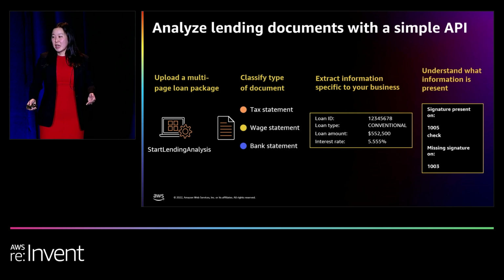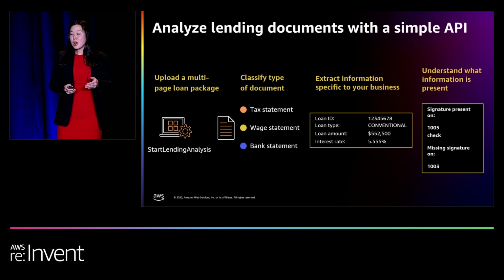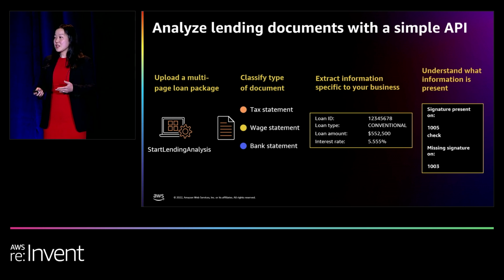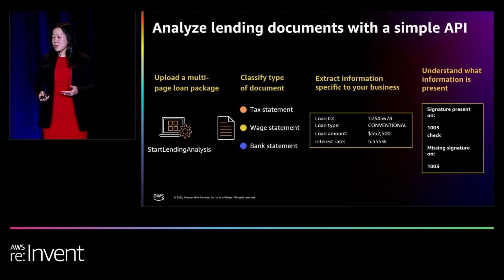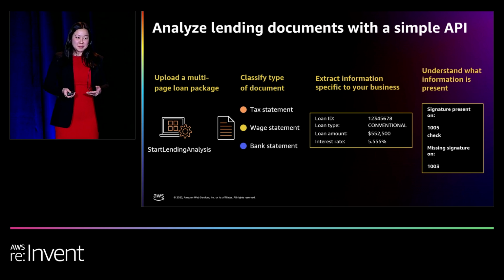So with Analyze Lending API, you can simply upload your mortgage loan package, and the Analyze Lending API will classify each page. It will split it along its logical document boundary, like tax statement, wage statement, pay statements, and more. And then it will intelligently route it so that you actually get the right data extractions that you want by that document type. Like I mentioned, it detects signatures and it provides a summary page so that you understand what documents were found, where signatures were present, and where they're all missing.